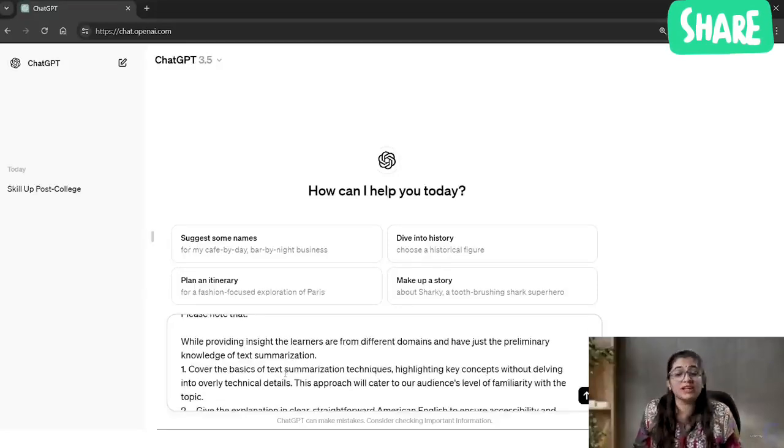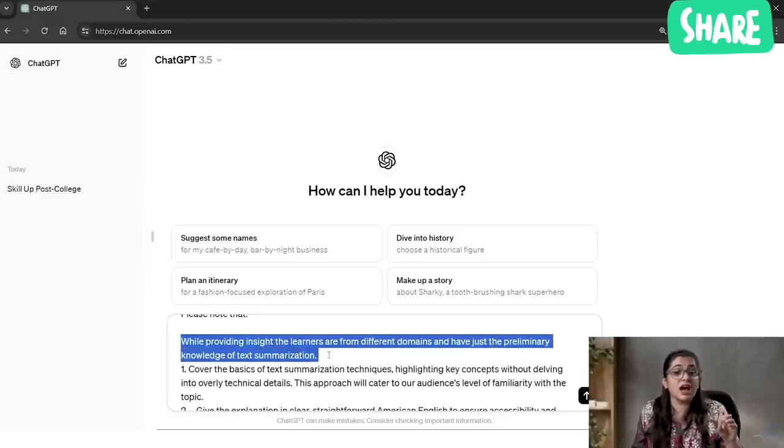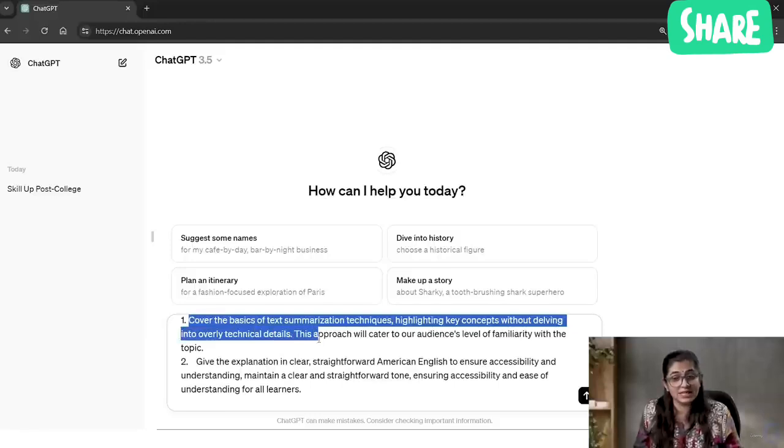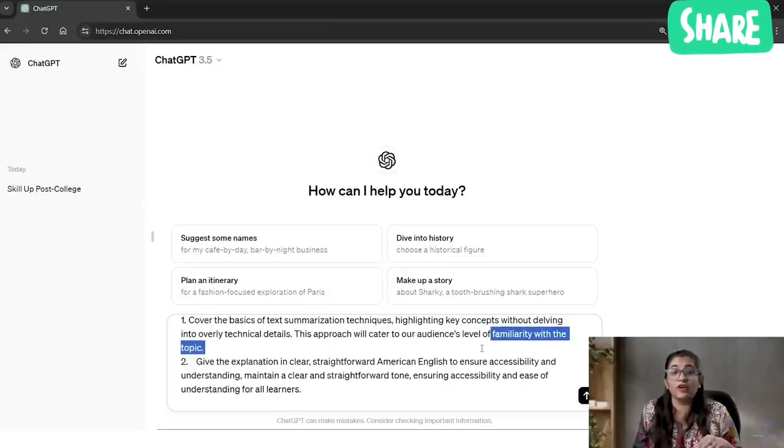We are also giving extra instructions: while providing insights, the learners are from different domains and have just preliminary knowledge of text summarization. Cover the basics. So for that, cover the basics of text summarization techniques, highlight key concepts without diving into overly technical details. What not to do, we have also specified. This approach will cater to our audience's level of familiarity with the topic. We can tell the level also here, but let's see how it responds.